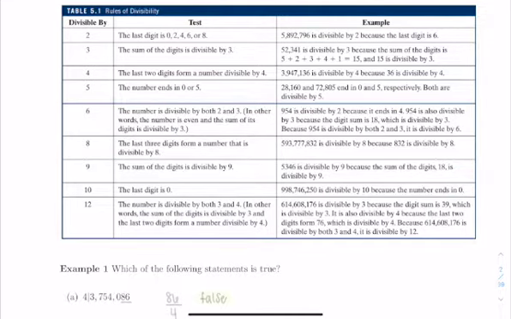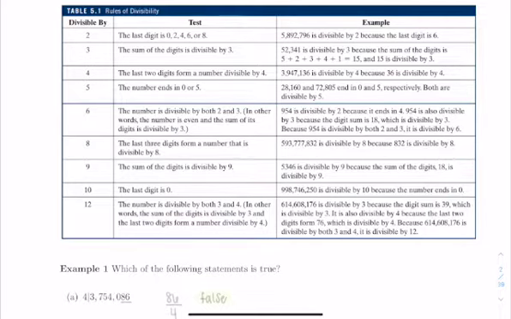To be divisible by 4, the last two digits form a number divisible by 4. So 3,947,136 is divisible by 4 because 36 is divisible by 4. To be divisible by 5, the number ends in a 0 or a 5. For a number to be divisible by 6, the number is divisible by both 2 and 3. In other words, the number is even and the sum of its digits is divisible by 3.